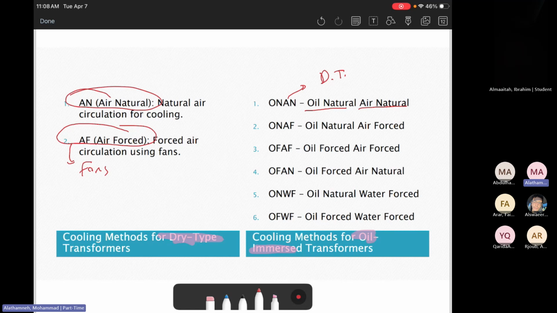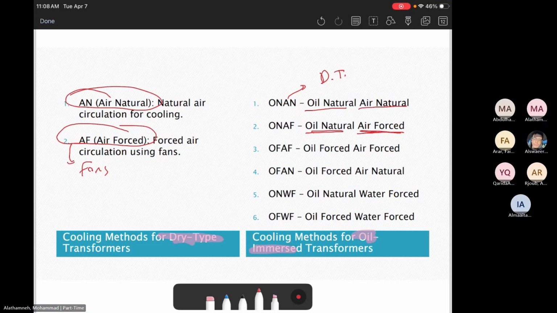Okay, the next thing, there is ONAF, oil natural, air forced. This is also used in Jordan for power transformers, and ONAN is also used in power transformers. And there is OFAF, oil forced, air forced. For oil forced, there should be an oil pump used to circulate and cool the oil. There should be a radiator as well for cooling it down.